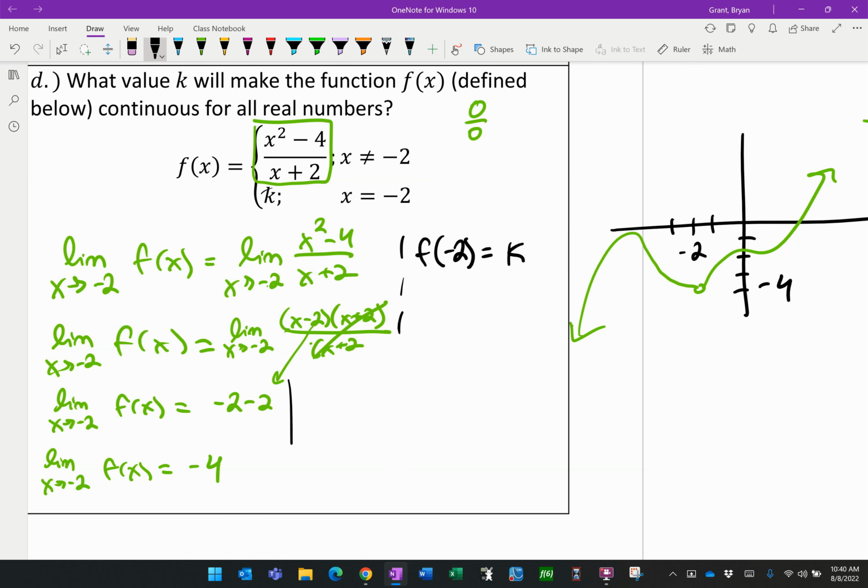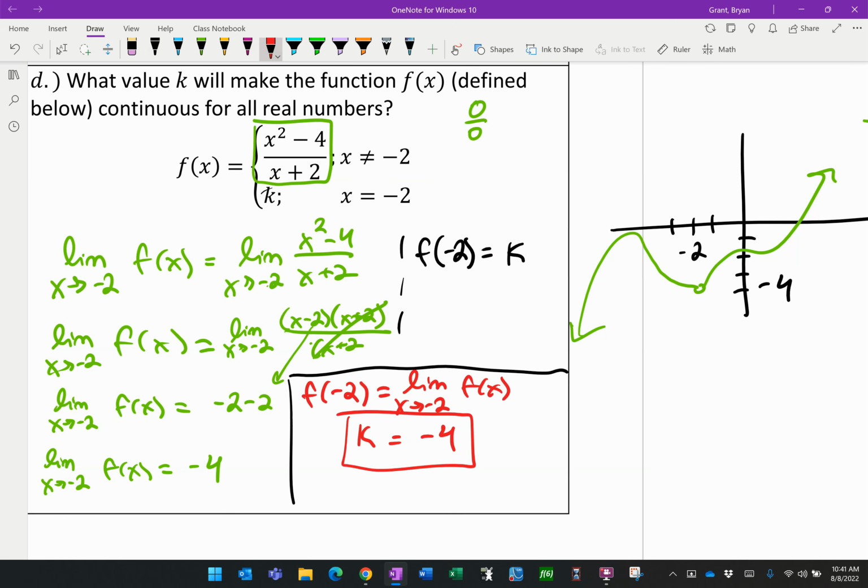Well, we know, finishing this off over here, that in order for the function to be continuous, a third thing has to happen. f of negative 2 has to be equal to the limit as x approaches negative 2. And luckily, we already found this right side, that's negative 4. The left side is just k. And so I think this tells us that in order for those two to be equal, k must be negative 4. Visually, what that means is that at negative 2, there is a point that has a y value of negative 4. And now we have a continuous function.